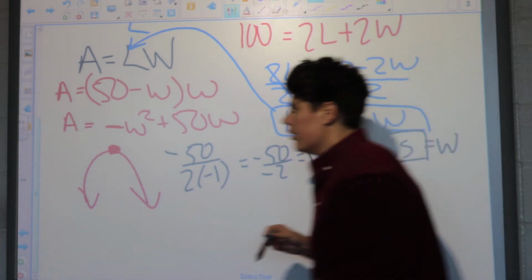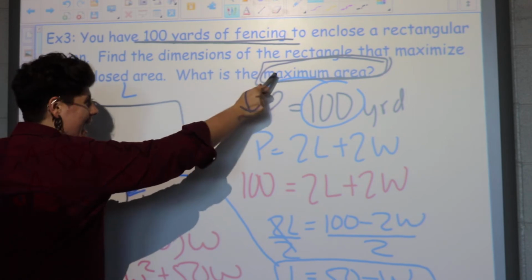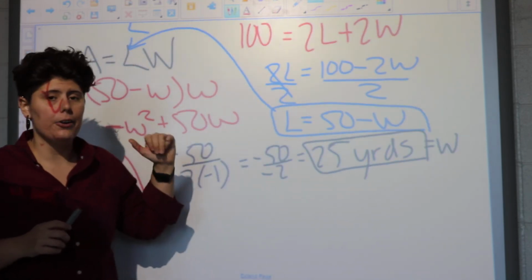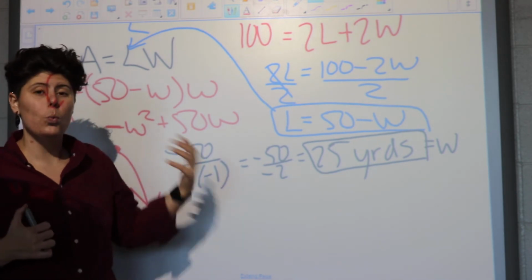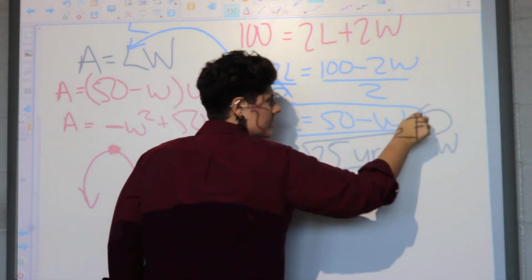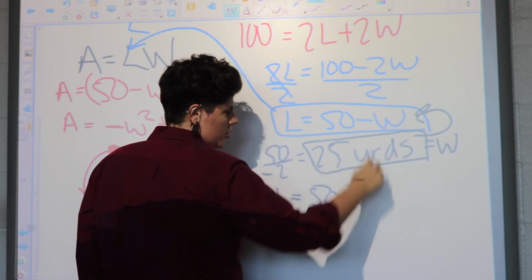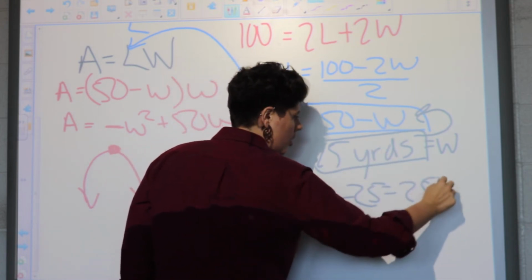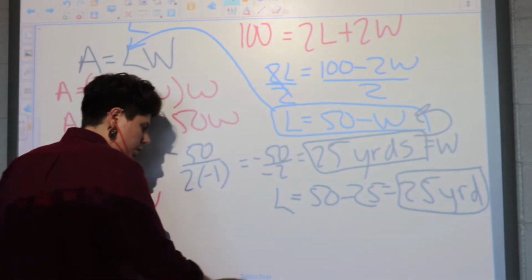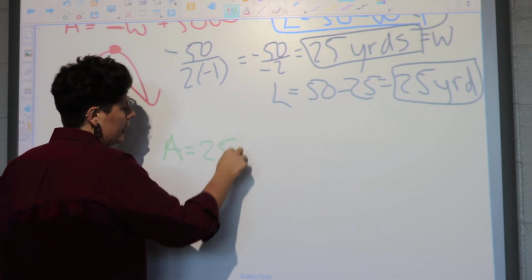Now read the question carefully. It asked me for the dimensions and the area. So I can't just find this and then go for the area. I need to find the length also. So I know that the length equals 50 minus the width, which is 25, which means the length is also 25 yards. So my dimensions are 25 by 25, so the area is going to equal 25 times 25.